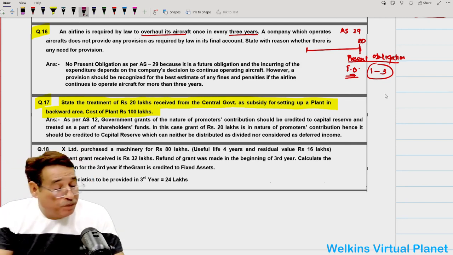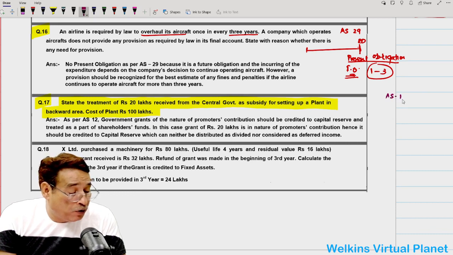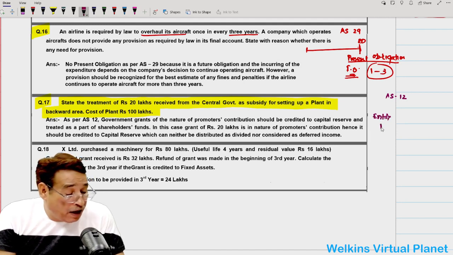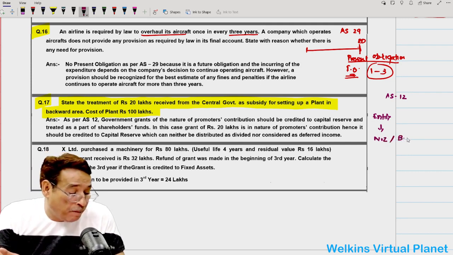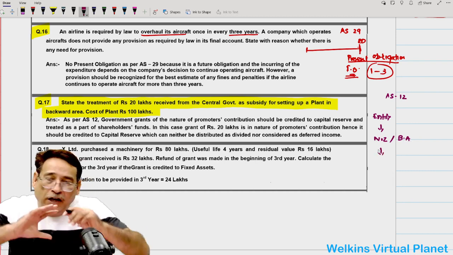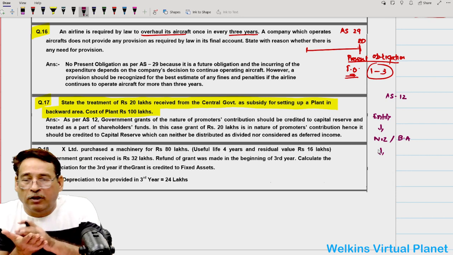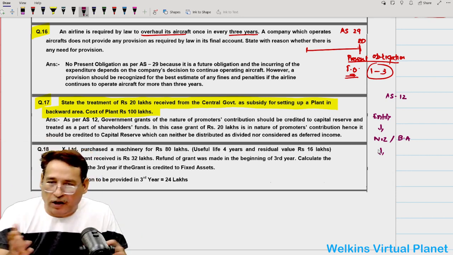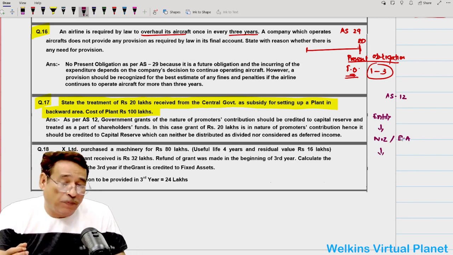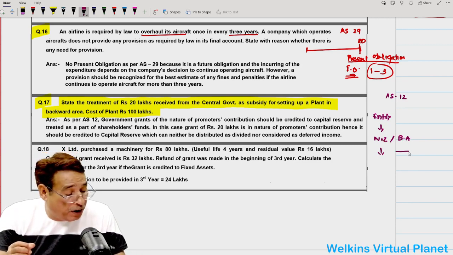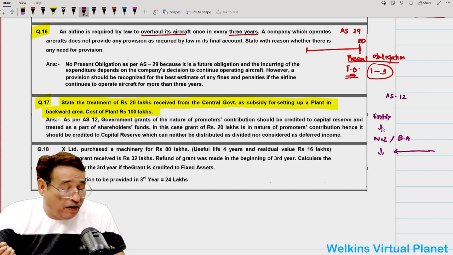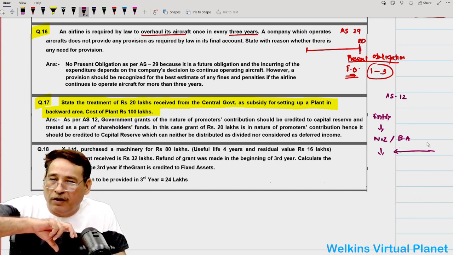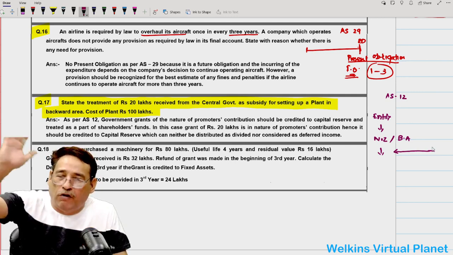While explaining AS-12, the first point I told you is that if you are an entity and you operate in a notified zone, or for that instance in a backward area, indirectly, when you are operating in a notified zone or backward area, it means you are helping the government because you are trying to develop that particular area. So when we operate in a notified zone, the government gives us some subsidy or grants, whatever it is. But indirectly, our operations are also helping the government. And the government is interested in promoting the welfare of society.